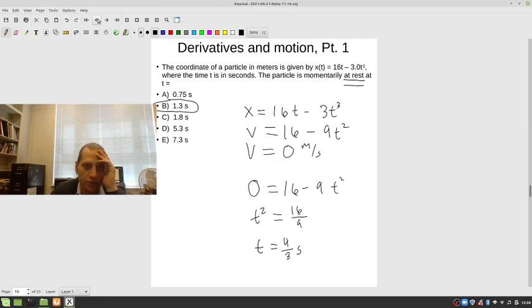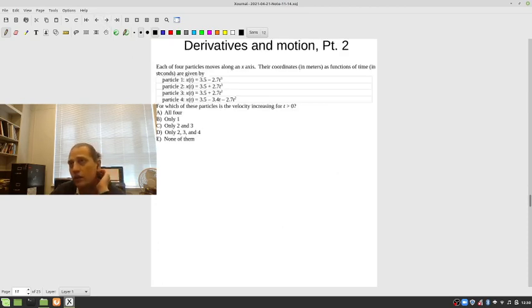Well, for our last problem, we were looking at something about the velocity of the particle. Here we're actually going to be looking at something about the acceleration. Why? Because we're looking for which the velocity is increasing. So velocity increasing, the idea there is that acceleration is going to be positive. So for each one of these, you could go ahead and solve for the acceleration. It's going to be the second derivative.